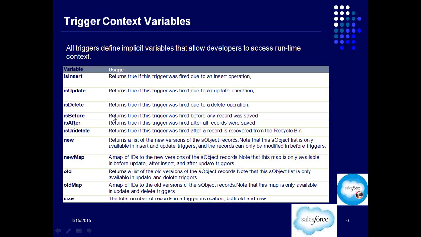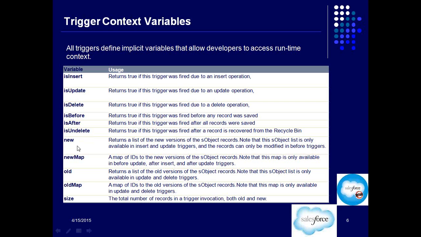Is before, this returns true if this trigger was fired before any record was saved. Okay, so if it's a before event, it can be anything, before insert, before update, or before delete, then it returns true, is before. Is after returns true if this trigger was fired after all the records were saved. After the save operation, if it is fired, then it is after, this will be returned true. This is the after variable. All right. Is undelete. This returns true if this trigger was fired after a record is recovered from the recycle bin. So after undelete. All right.